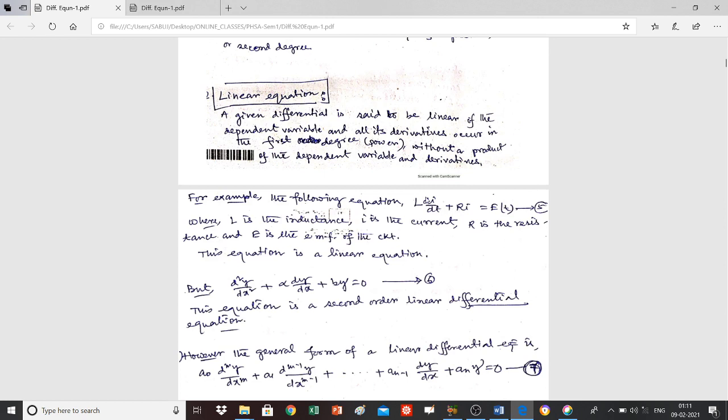But if this equation had the power of this derivative as 2, that means L (di by dt) whole square, in this case the power is 2. So it should not be a linear equation in that case. So a linear equation should have the power of the highest derivative as 1, and there should be no multiplication or product of the independent variables or the derivatives. So this is an example of a linear equation.